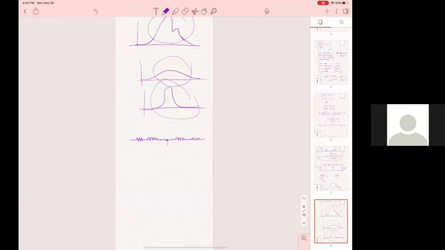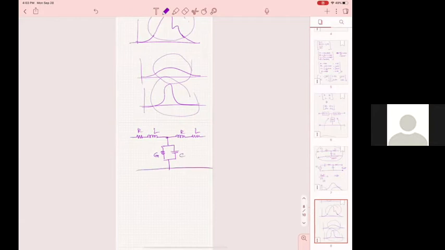It's going to be always symmetric, but it's going to look like that. And that's going to be a conductance. That's going to be a resistor. Small values for R and G, in the most general case.